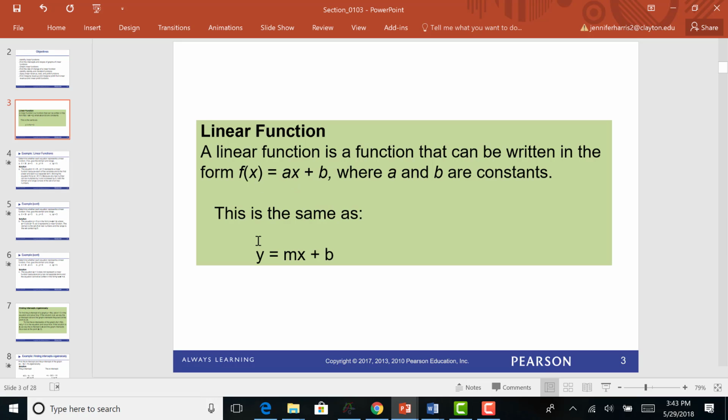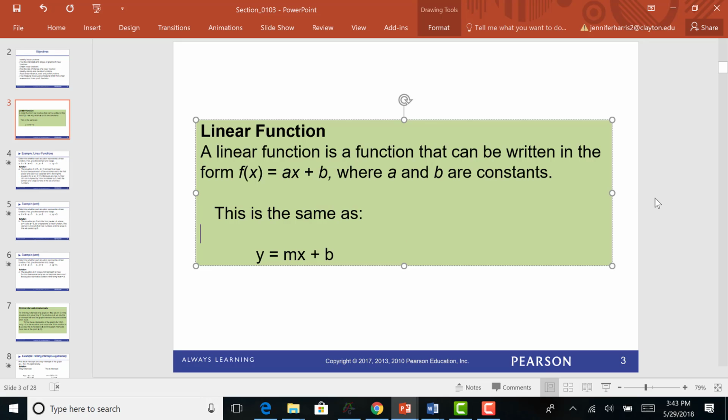We replace f of x with a y, and instead of calling it m, I called it a, or vice versa. Does it matter? No. Most of the time, we're going to reference it as y equals mx plus b. That's called slope-intercept form of a linear equation. I will usually just say y equals mx plus b.